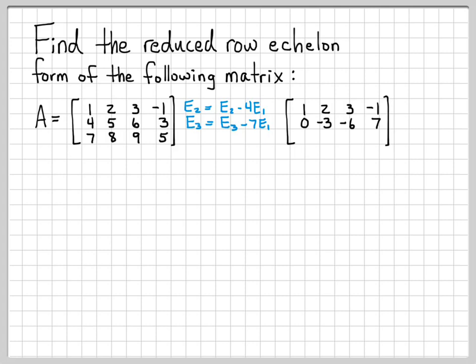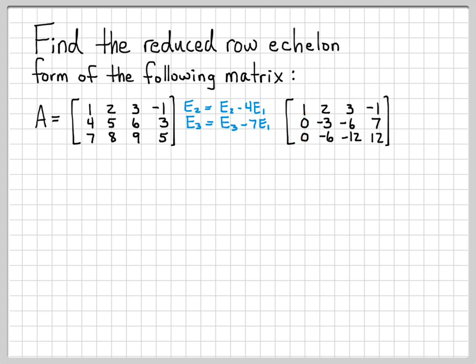And then I'll do a similar operation here for the third row. The third row minus 7 times the first row gives me a 0 there, because 7 minus 7 times 1 is 0. And then I end up with 8 minus 14 is a negative 6. 9 minus 21 is a negative 12. And 5 minus a negative 1 times 7 ends up being 5 plus 7, which is 12. So I'm off to a good start. I have a 1 right here, and I have zeros below it.